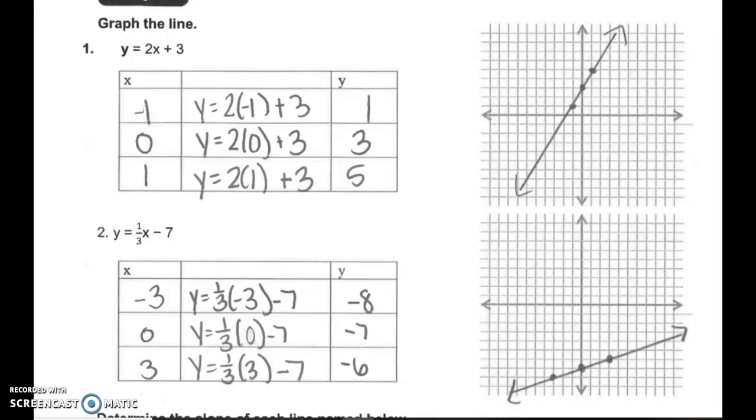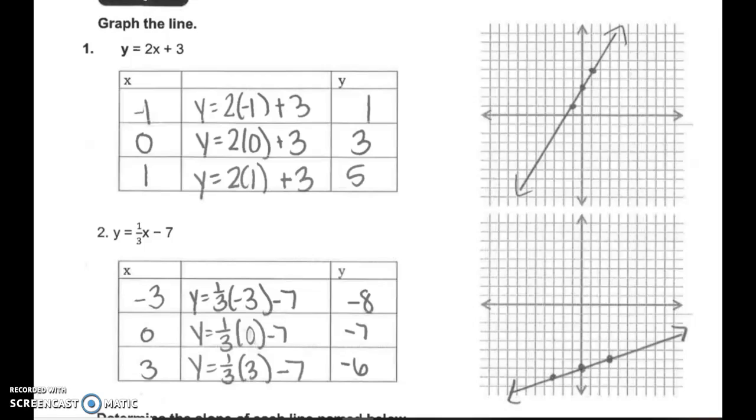Let's take a look at questions 1 and 2. In these two questions, you're graphing using a table of values. So you're going to choose your values of x. Remember, we're going to choose small, easy values. You're plugging them in place of x in your equation, and then you're solving for y. After you find your 3 points, you're going to plot them on your line. So my first point is at -1, 1, then 0, 3. Then my third point is at 1, 5, and then we're going to connect those to make a line.